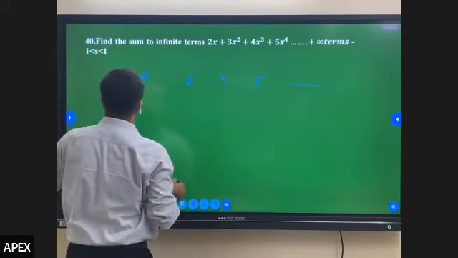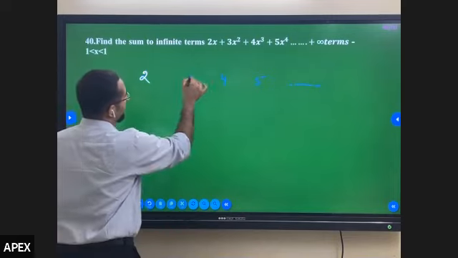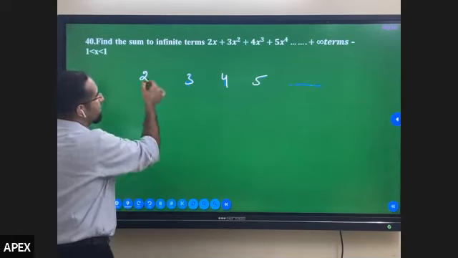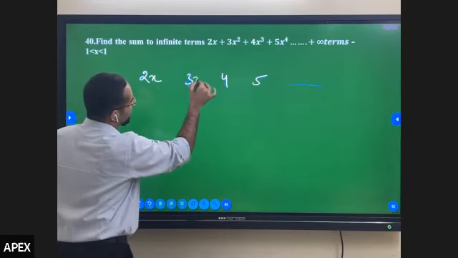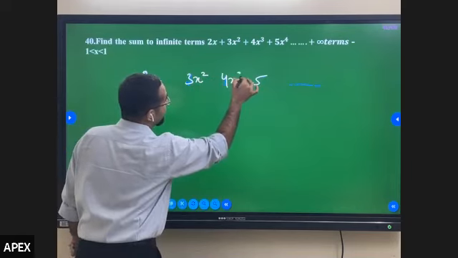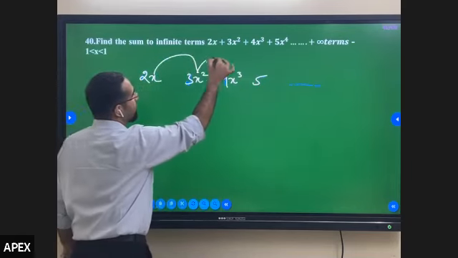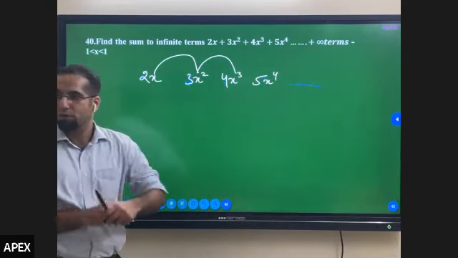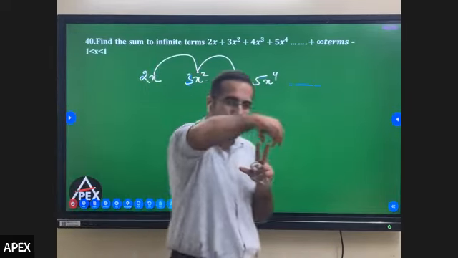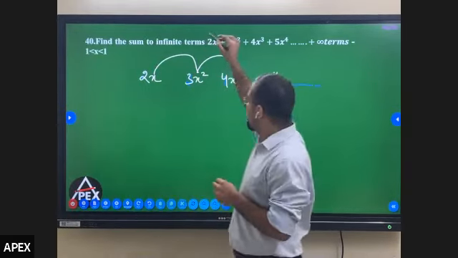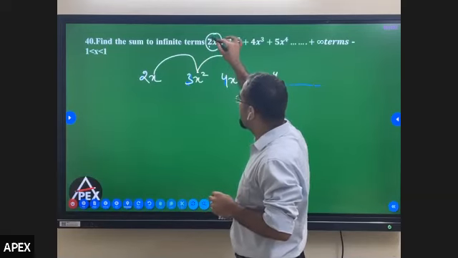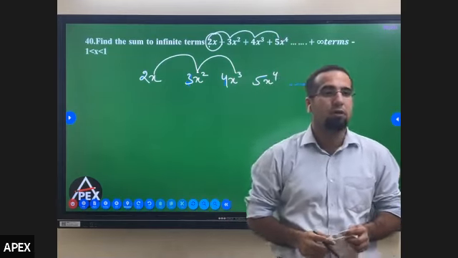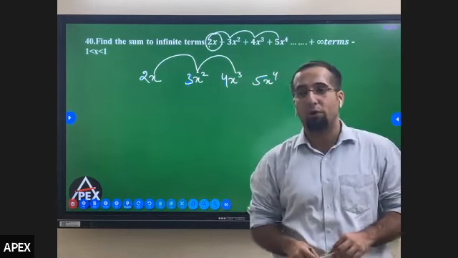So we have 2, 3, 4, and 5. These are the terms which are moving in arithmetic progression, right? And if you see the other term which I'm multiplying to it, I have x, x square, x cube, x to the power 4, and so on. These terms are in geometric progression. So this is the way to identify. If one part of the complete number given to me is in arithmetic progression and the other part which is multiplied to it is in geometric progression, this gets classified as an arithmetico-geometric progression series.